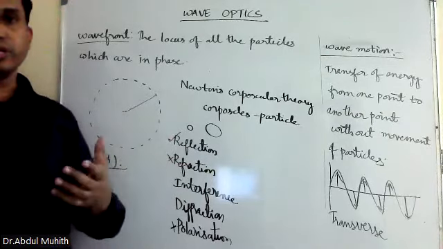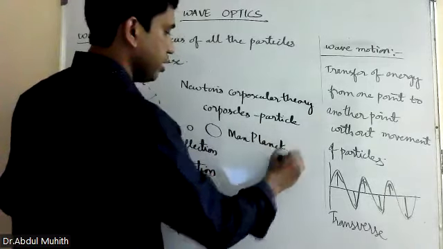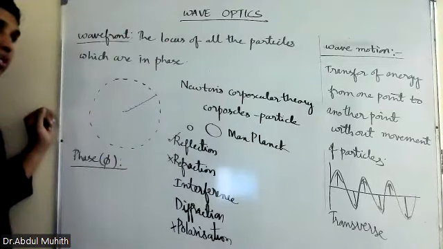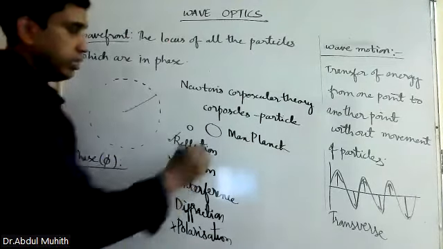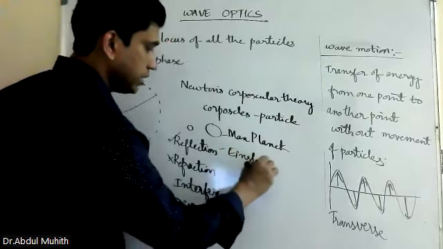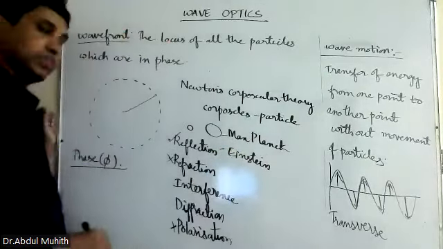With Newton, there were 2 more scientists who supported his theory. One is Max Planck, with the quantum theory, which you have studied in chemistry. Planck's quantum theory also supported the particle nature. Even Albert Einstein also supported the particle nature of light.